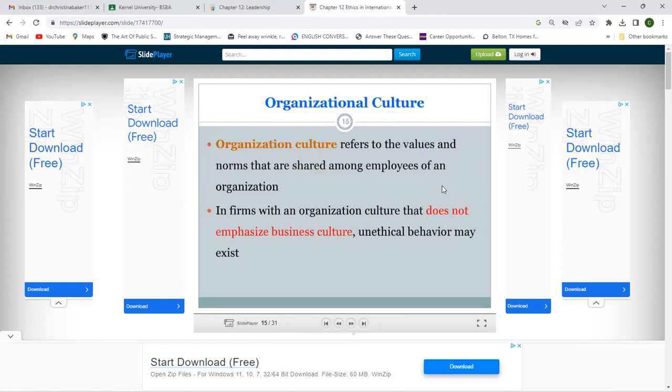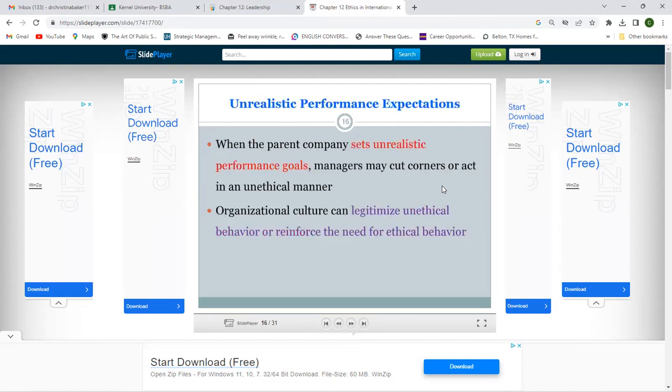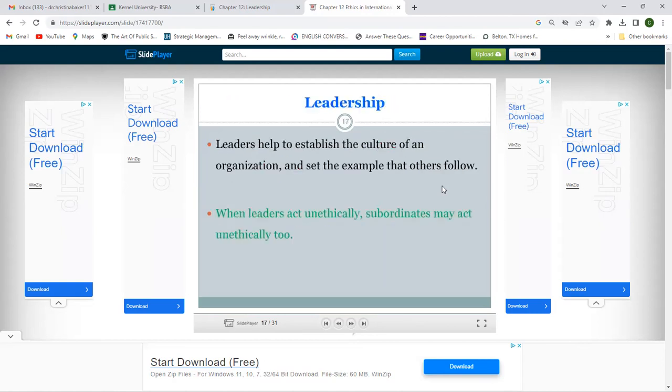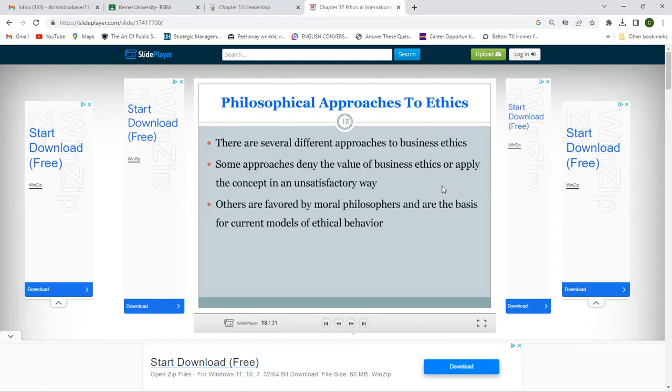Organization culture refers to the values and norms that are shared among employees of an organization. In firms where the organization culture does not emphasize business ethics, unethical behavior may exist. Leadership helps establish the culture of the organization and sets the example for others to follow. When leaders act unethically, subordinates may act unethically too.